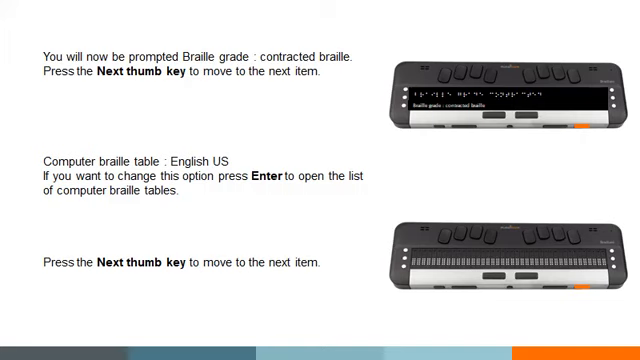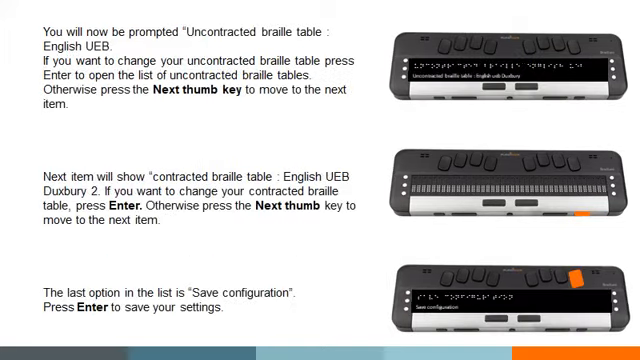If I press my next thumb key again, I will have the ability to set my uncontracted Braille table. Again, you do want to set this because you can switch Braille grades on the fly with the backspace and G command globally. So you're able to use backspace with G to move between contracted, uncontracted, and computer Braille. So again, if you'd like to change your uncontracted Braille table, you would press enter here and look through the list of uncontracted Braille tables that are available and select the one that you would like.